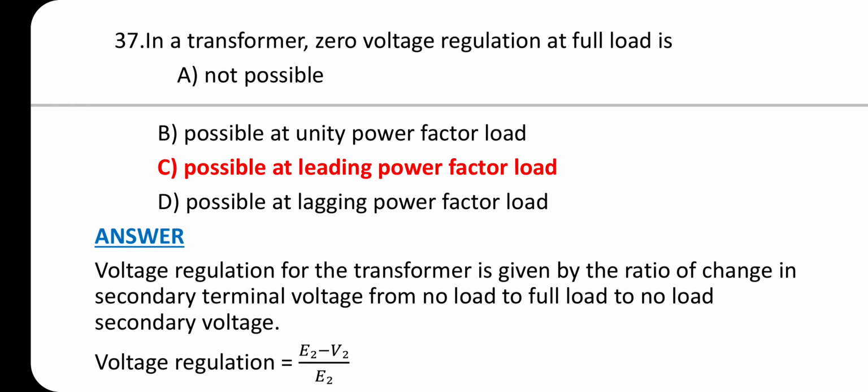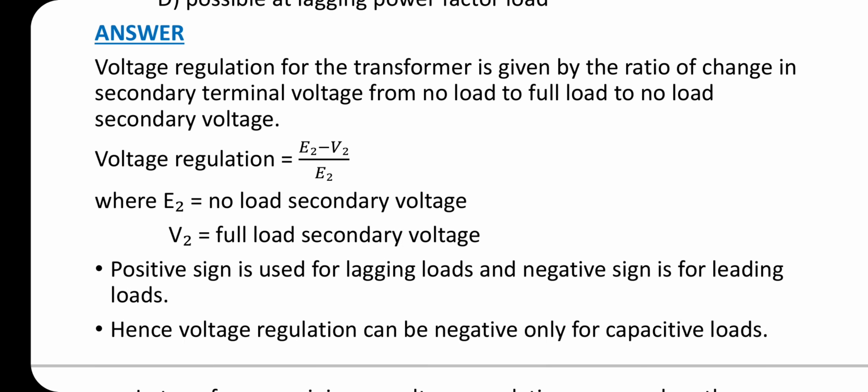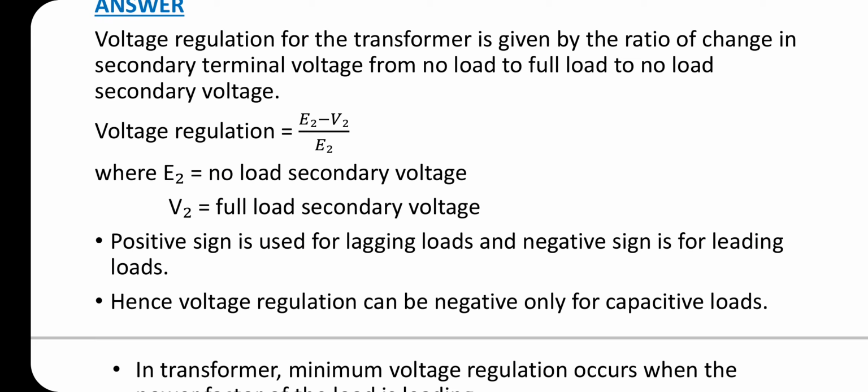Question number 37. In a transformer, 0 voltage regulation at a full load is, answer is option C, possible at a leading power factor load. Voltage regulation for the transformer is given by the ratio of change in secondary terminal voltage from no load to full load to no load secondary voltage.